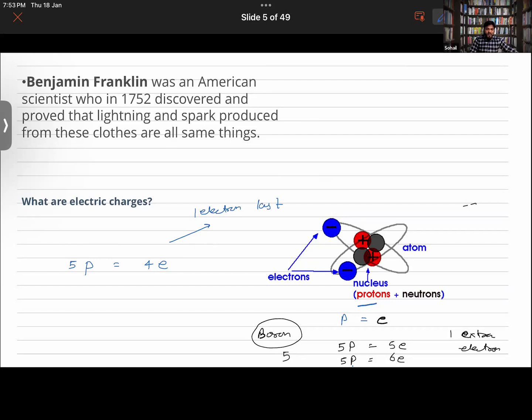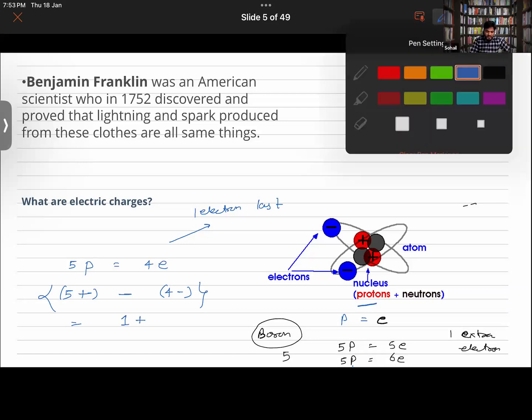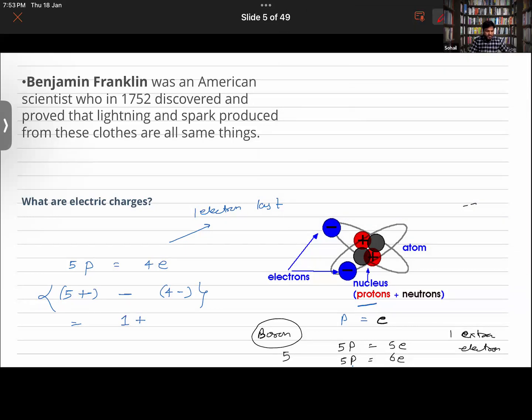So when you find the net charge on it, you will have 5 positive minus 4 negative charges. The atom is now charged. So you have one positive charge, so the atom is said to be positively charged. Did you guys get this concept or not? Please do let me know. If not, I will be repeating that.